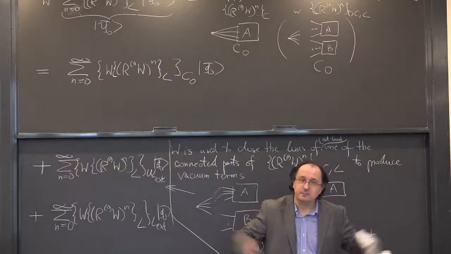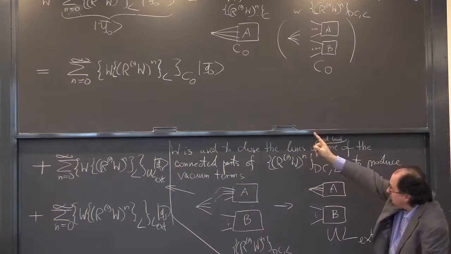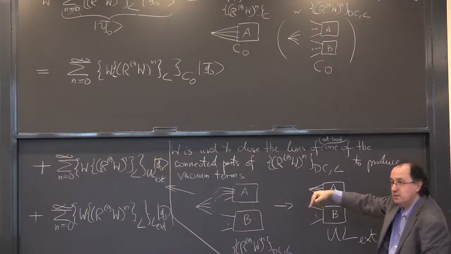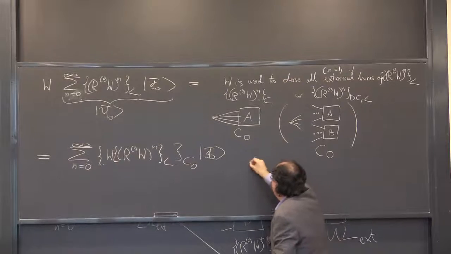There's nothing else left. So this means that now we have a decomposition of W acting on size 0 into these three terms. Okay? I'm going to actually call them A, B, C. Okay? Let's call this one A.